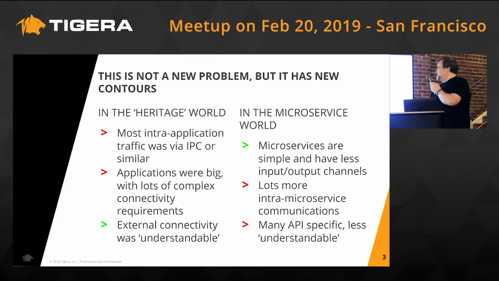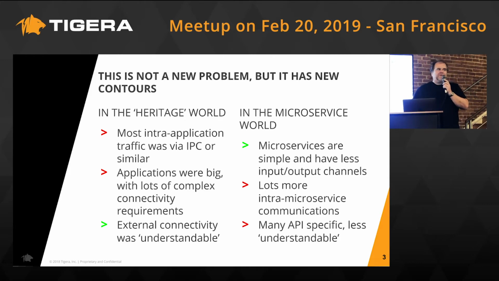The green point on this one is microservices are simple and have lots less input-output chains. So really, if you think about a microservice, if you do this right, if you forklift your heritage application into a container and think that's going to solve all your problems, what you actually just did was buy the worst of both worlds, and you brought all the sins along with you. It's not going to get you out of trouble.